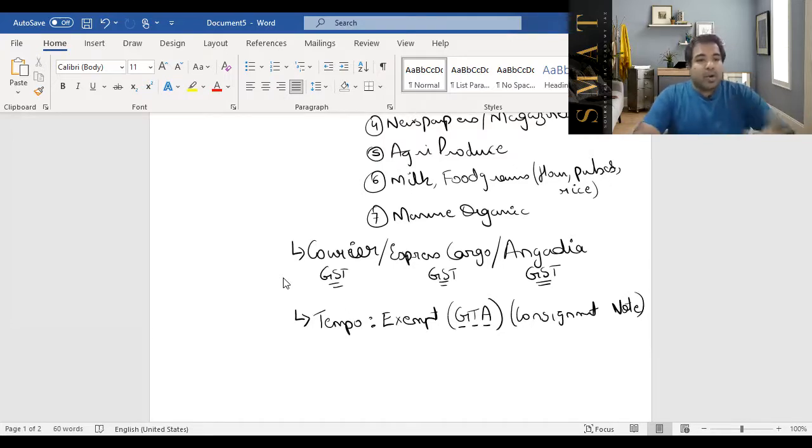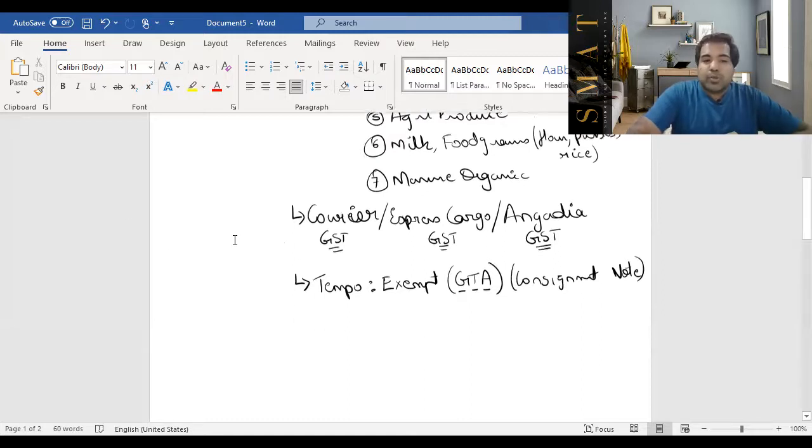So repeating, inland waterways exempt, railways exempt only for rail, DR NAM. Courier, express cargo, Angadiya, always chargeable to GST because if you can afford these, you can also afford to pay GST. Small tempo service, etc. What do I mean by small? That they don't provide you consignment notes. They're transporting your goods by road, but they're not giving you a consignment note. In that case, it is an exemption.